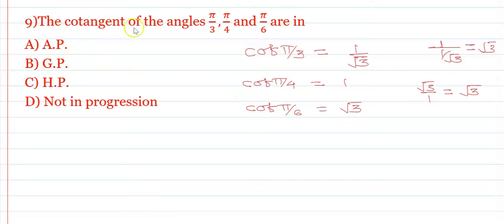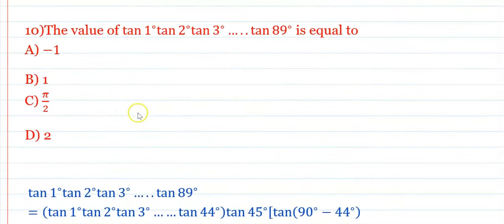And hence the cotangents of the angles pi by 3, pi by 4, pi by 6 are in the geometric progression. Okay. Now the next, the value of tan 1 degree, tan 2 degree, tan 3 degree up to tan of 89 is equals to.